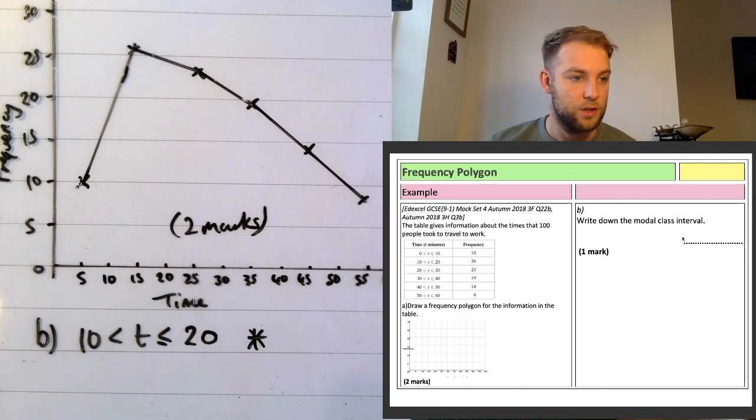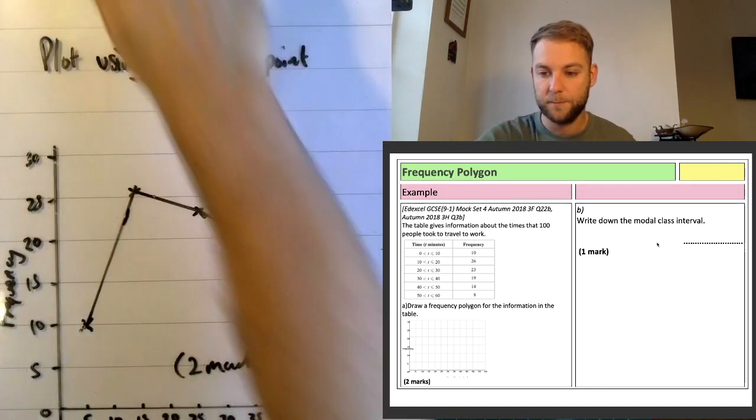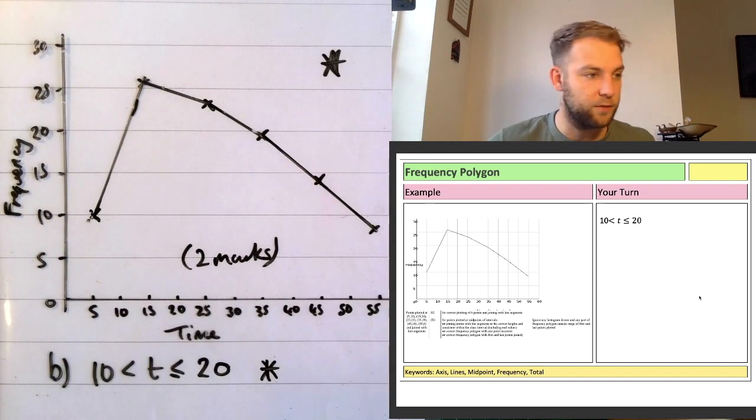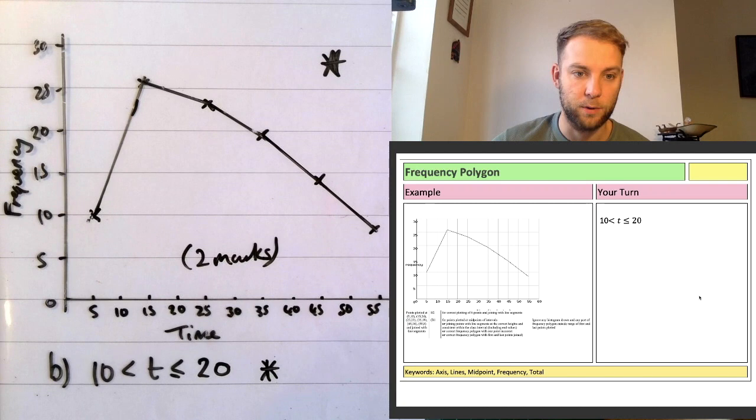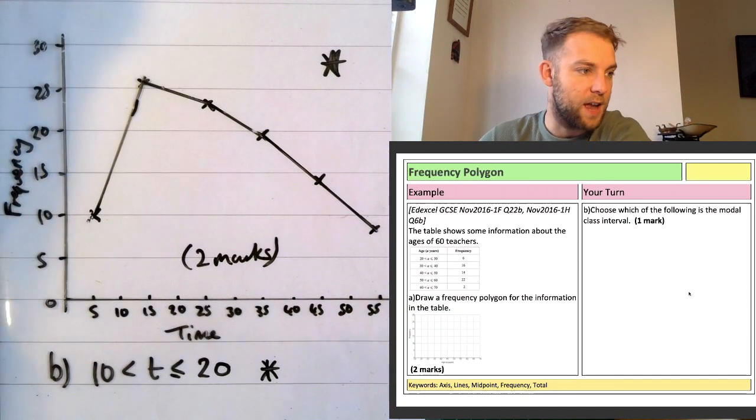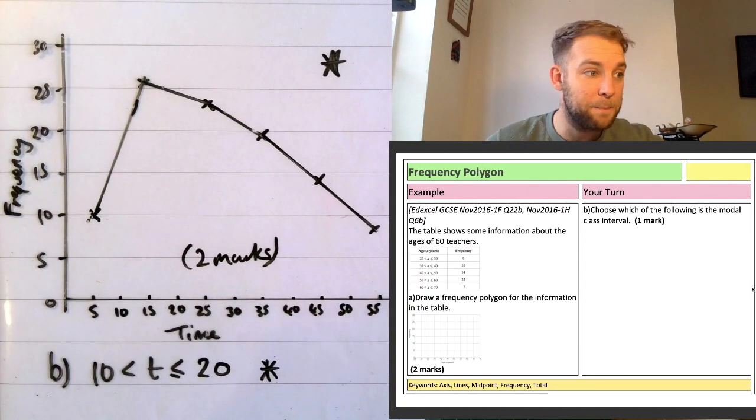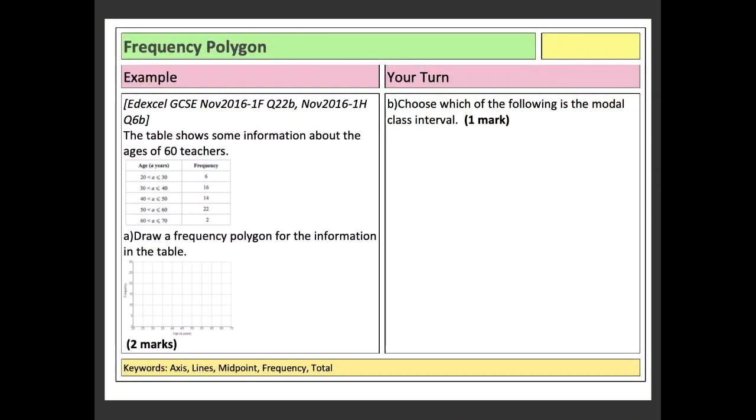Brilliant. So let's just check those answers. Brilliant, there's our frequency polygon, and between 10 and 20 is T. Brilliant. Okay, so let's have a look at the next question then. So again, this is a past paper question. What I'm going to suggest is pause now and have a little go at this one yourself, okay? Pause now and have a go at that one. Okay, so let's go through it together then.